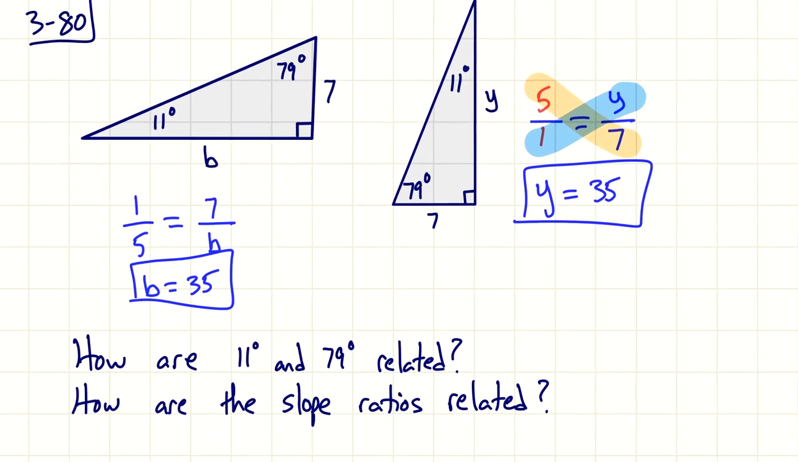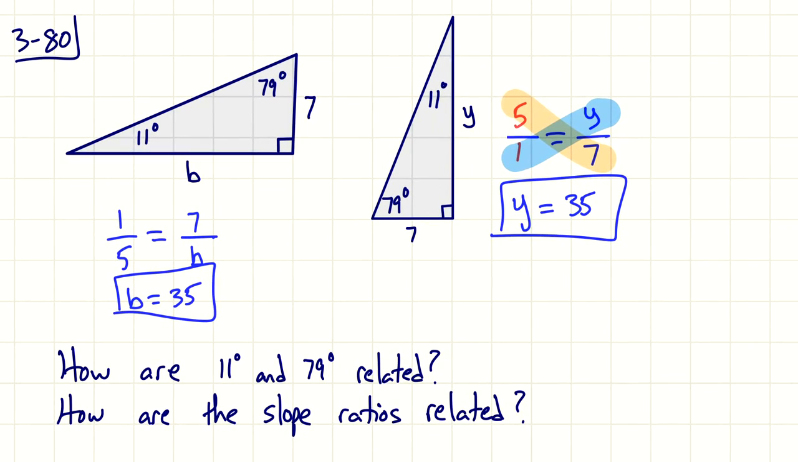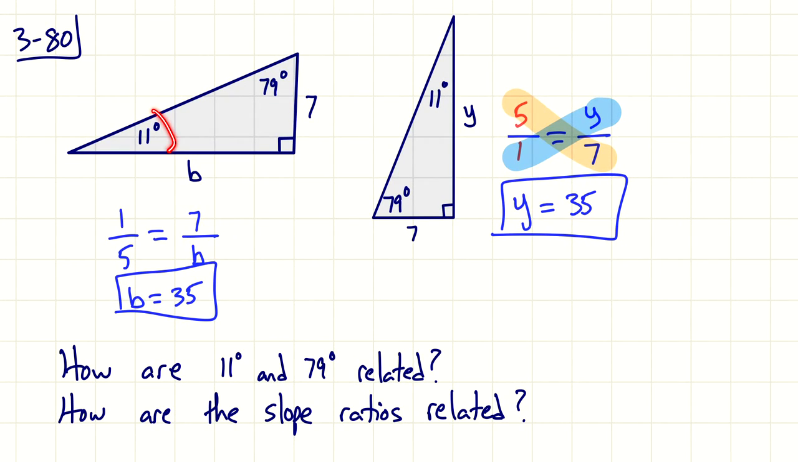So the question is, how are 11 degrees and 79 degrees related? What happens when we add 11 and 79? 79 plus 11 is 90. So these two angles add up to 90 degrees. There's a name for that relationship. Do you remember the name? How are they related? They are complementary angles. Angles that add up to 90 degrees are called complementary angles.